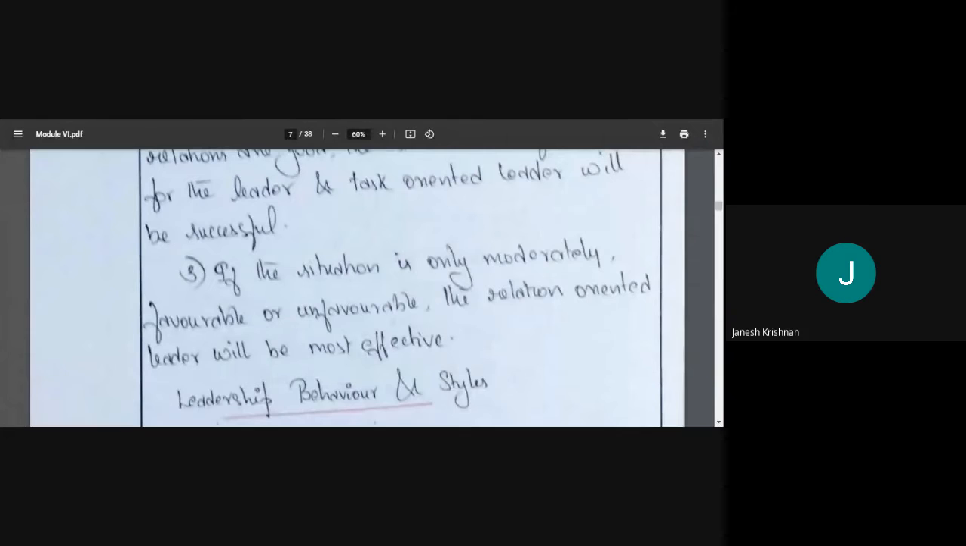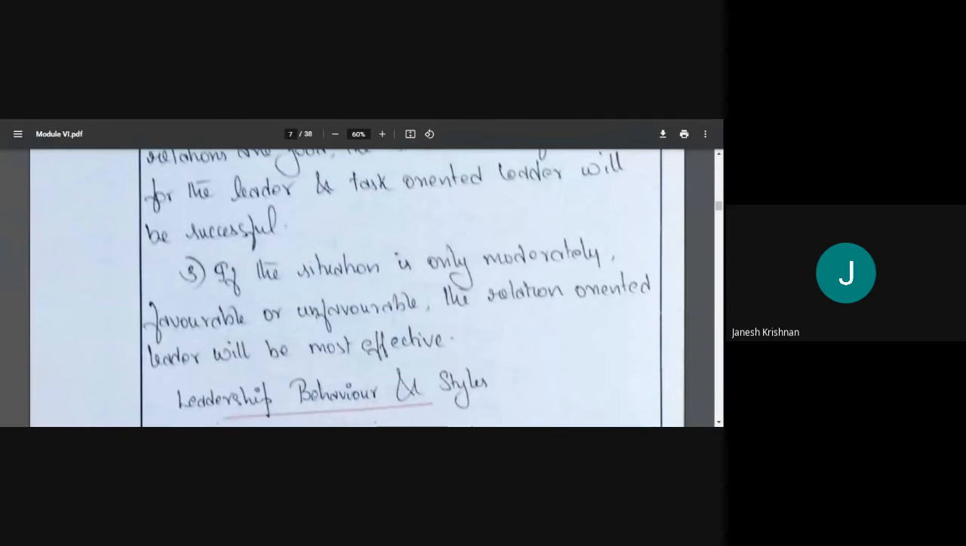Third case is the situation is only moderately favorable or unfavorable. The relation oriented leader will be more effective. So if it is in between, not bad and not good either, in that case you can follow the relationship style. You will have to form good relationship between the workers and try to get the task done. Okay, so that is Fiedler's contingency.